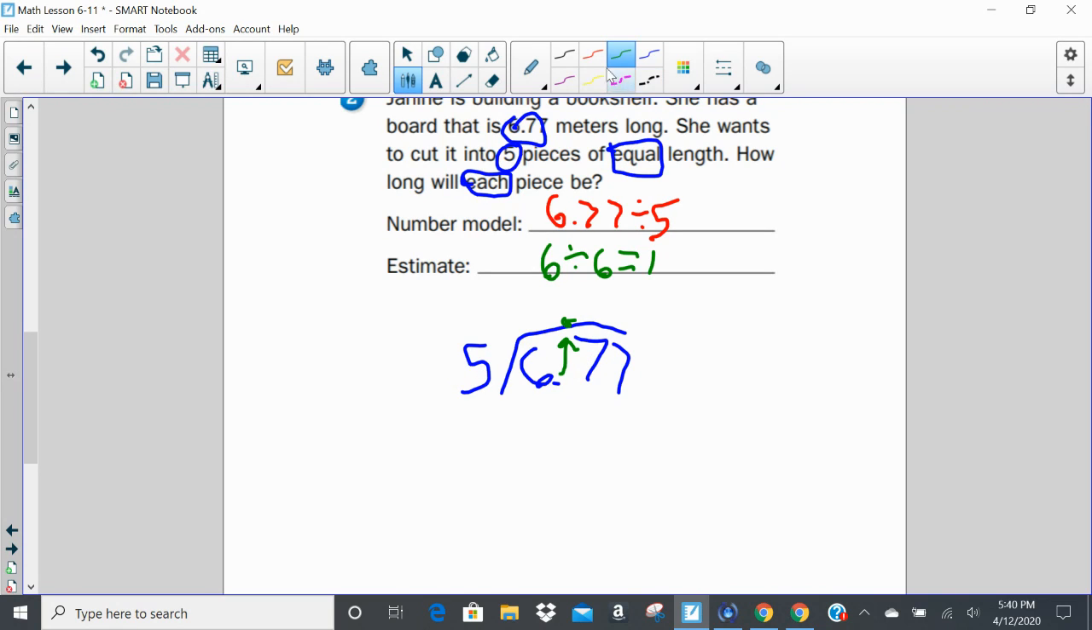So let's go ahead and divide now. How many 5s go into 6? That would be 1. 1 times 5 is 5. Subtract, you get 1. Next step in division, bring down. How many 5s go into 17? 5 goes into 17 3 times. 3 times 5 equals 15. Subtract, you get 2.